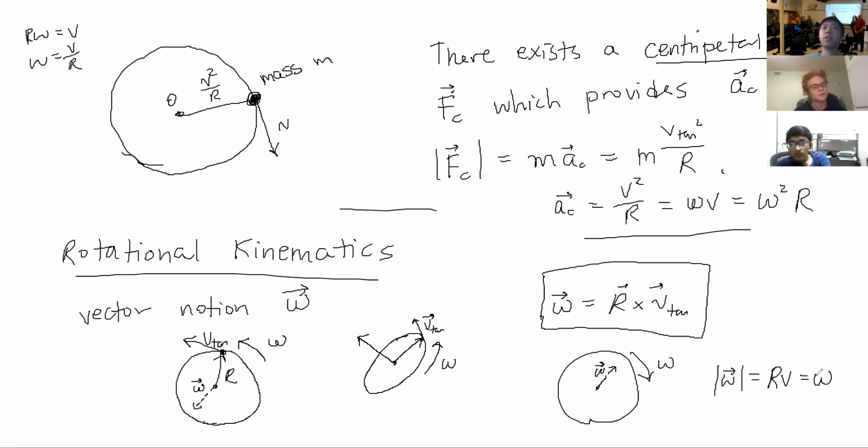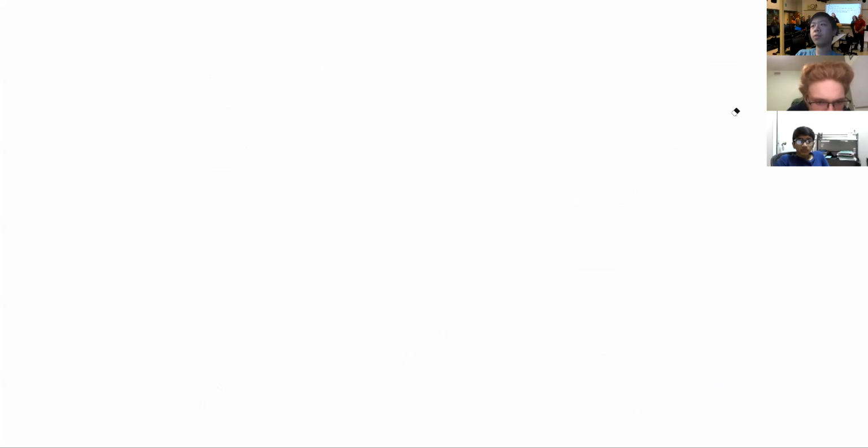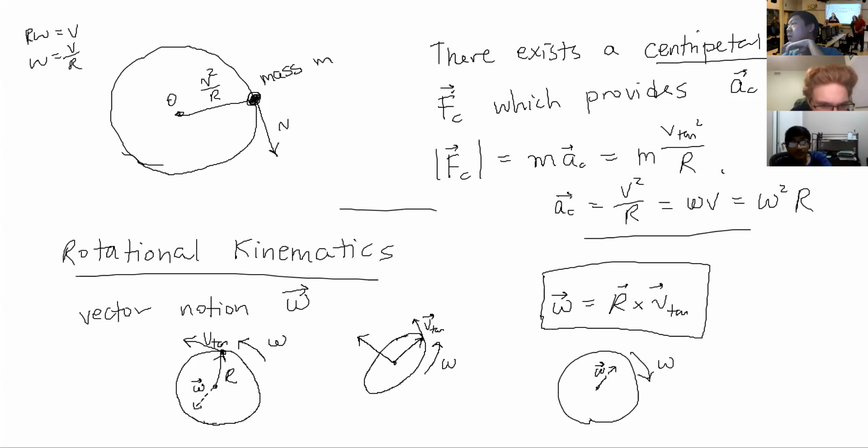Any more questions on this? That determines the direction. Any more questions? Okay. So in the same manner, how do we know the cross product thing is true? What do you mean? How do we know that angular velocity is r cross the tangential velocity? Okay, so how do we know the cross product thing is true?